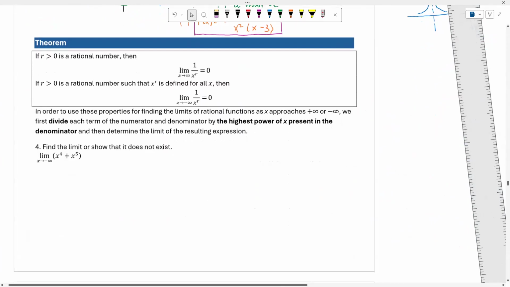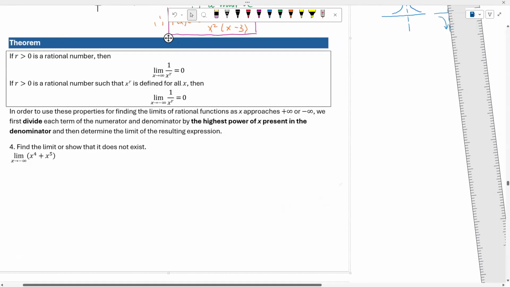Now let us talk about the next theorem. It says that if r is greater than 0 is a rational number, then the limit as x approaches infinity of 1 over x to the power of r is equal to 0. So what does this mean?